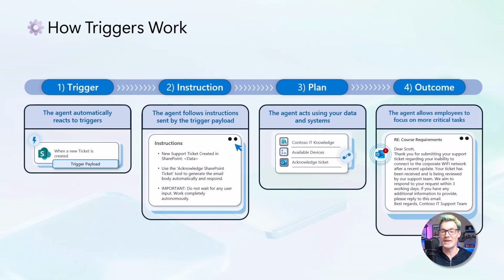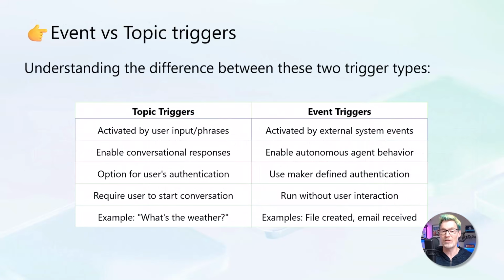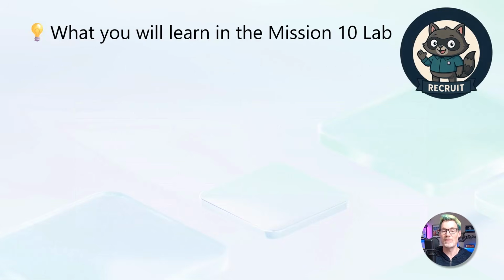It's important to understand the difference between event triggers and topic triggers that we've covered already. Topic triggers are activated by what the user types. These are great for natural conversations, whereas event triggers are fired by external events or timer schedules, and they don't require user input. In this lab, you'll get hands-on with the full event trigger flow.